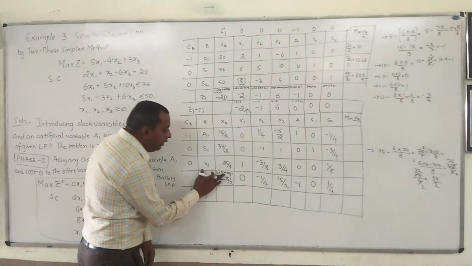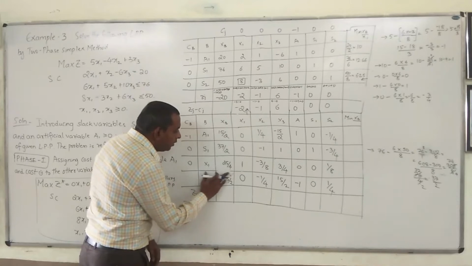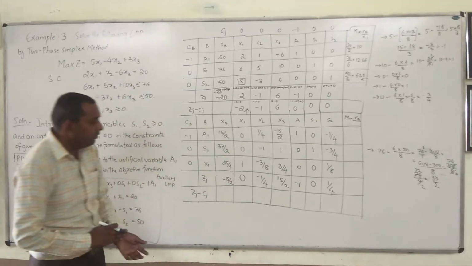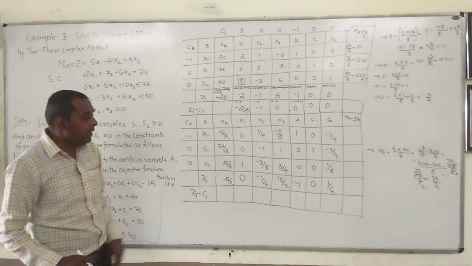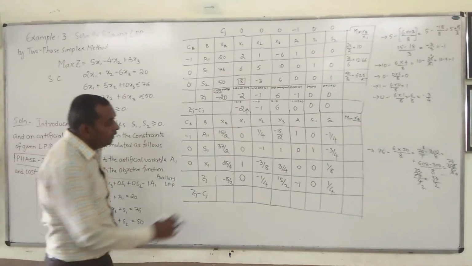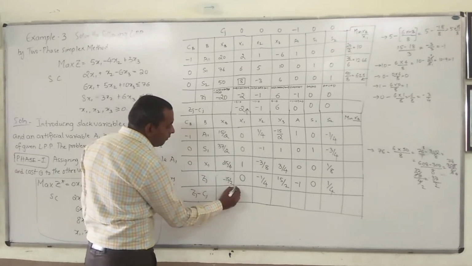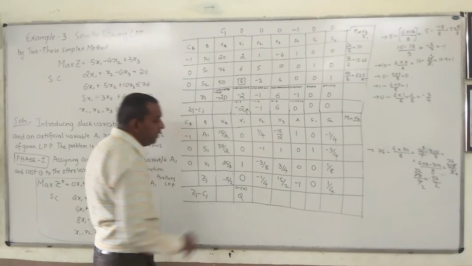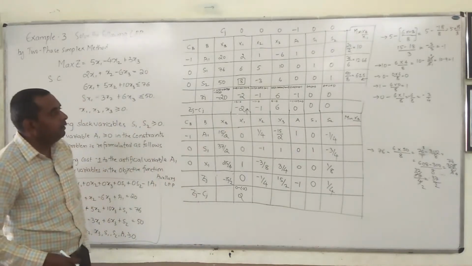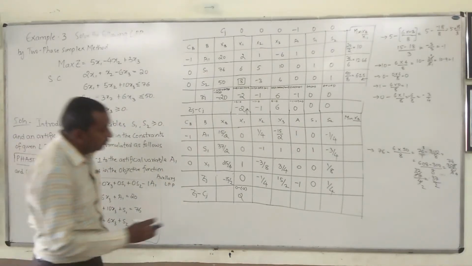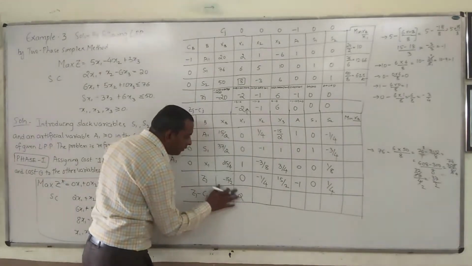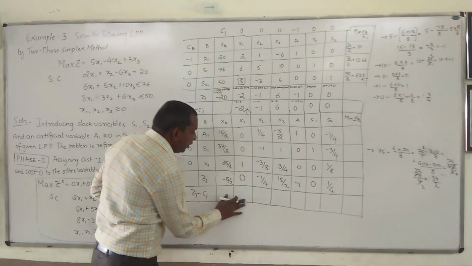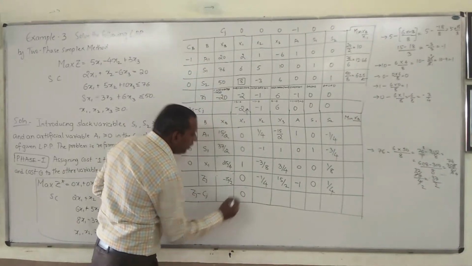So let me rub this one because that is 15 by 2 here. So we need to find the ZJ minus CJ value. So it is 0 minus of minus 2 is 2 here. Fine. Sorry, it is not minus 2 here. What is the CJ value? 0. So 0 minus 0 is 0.